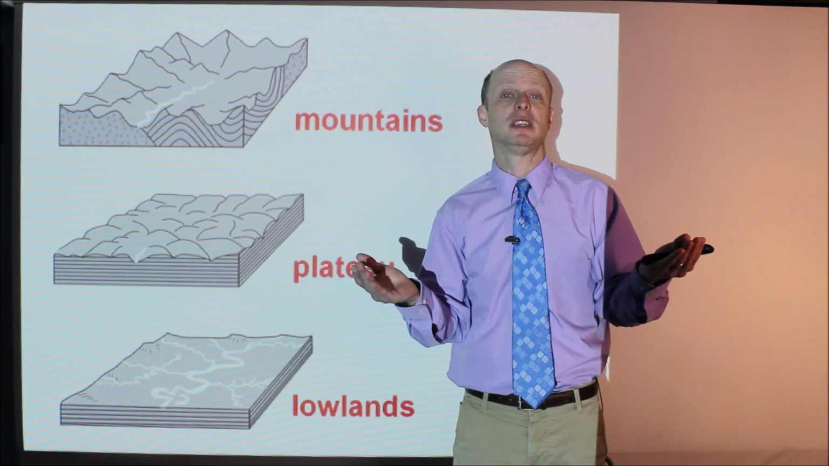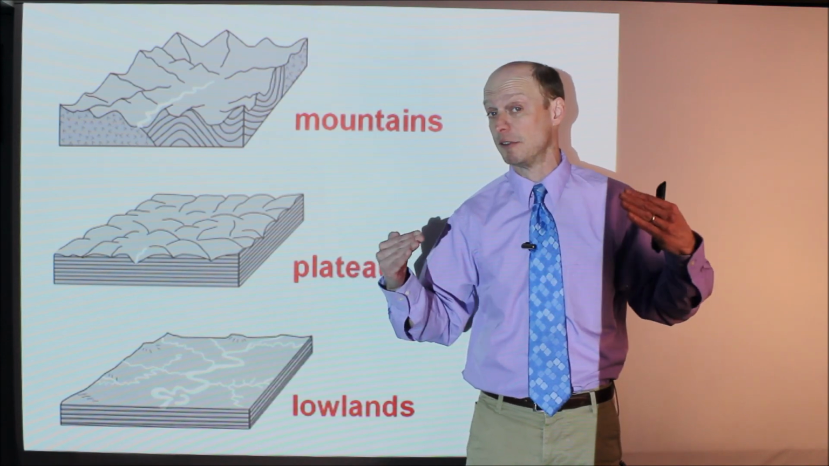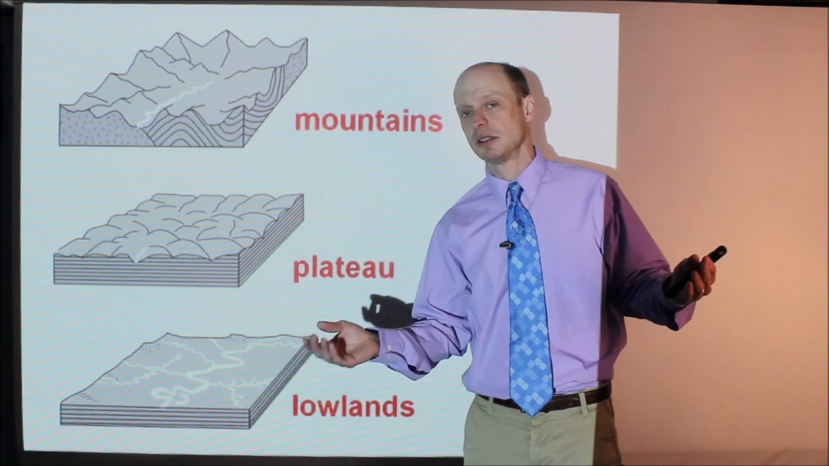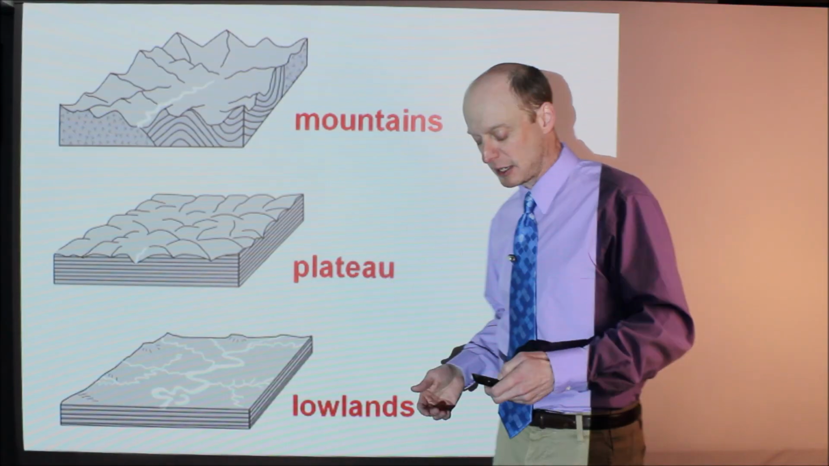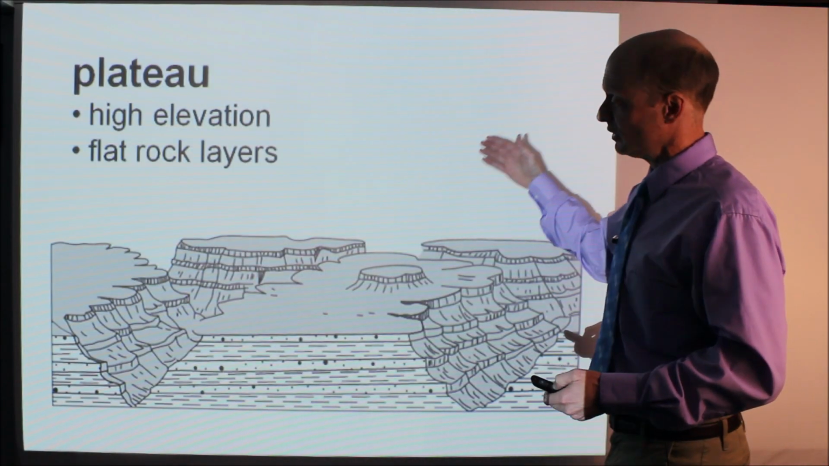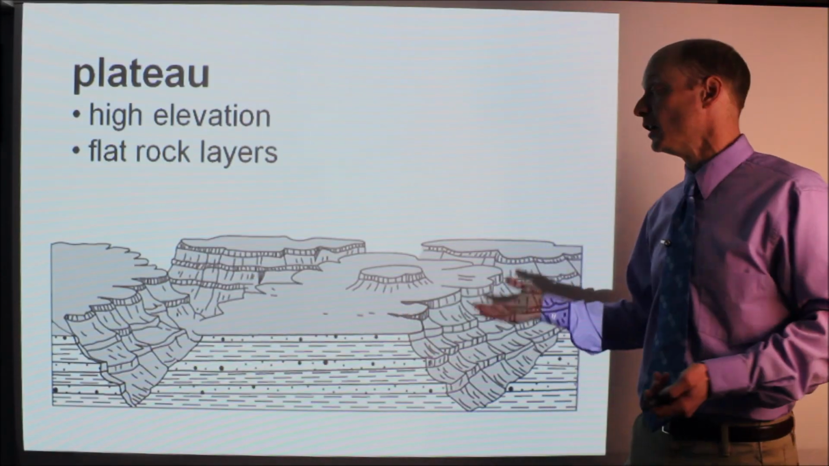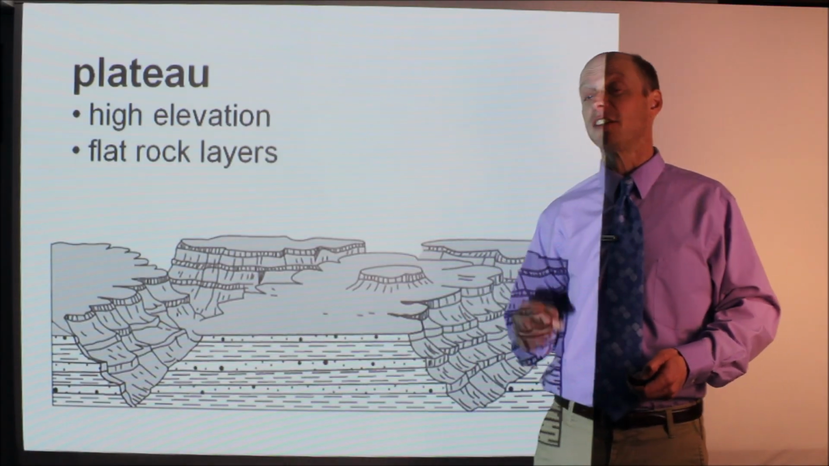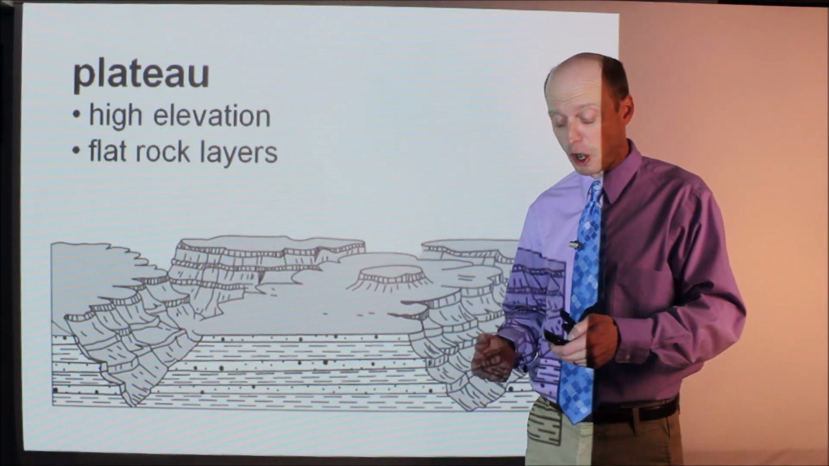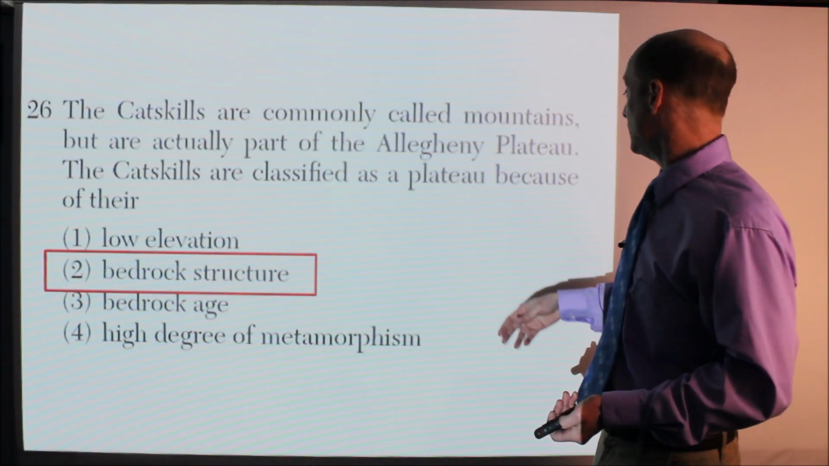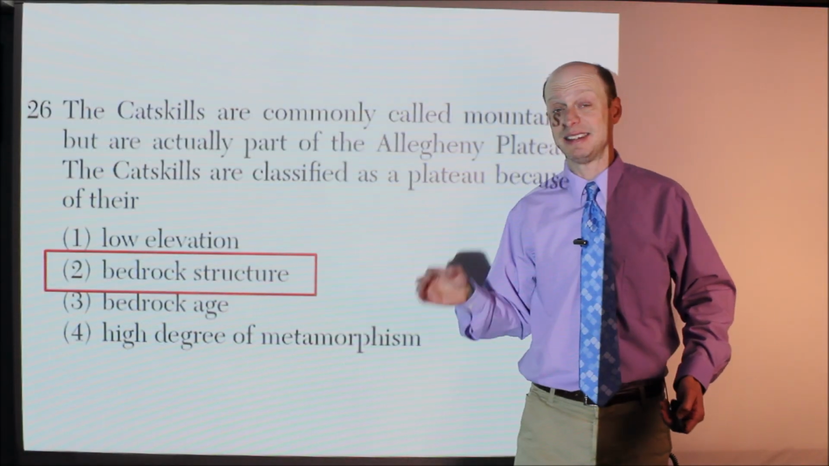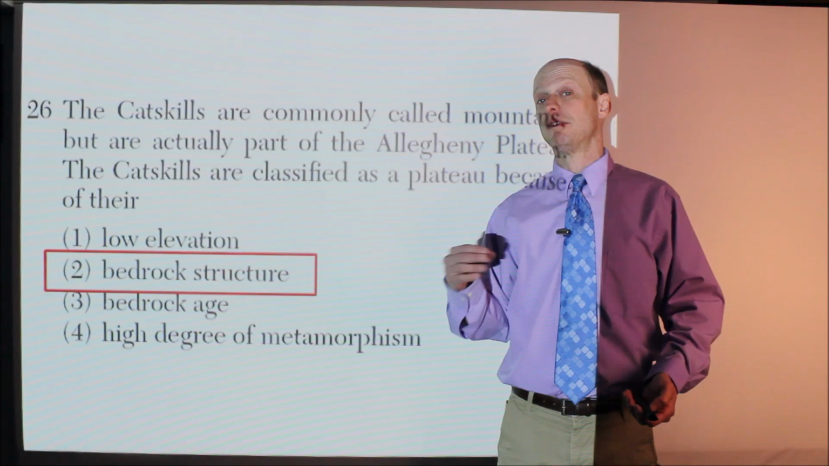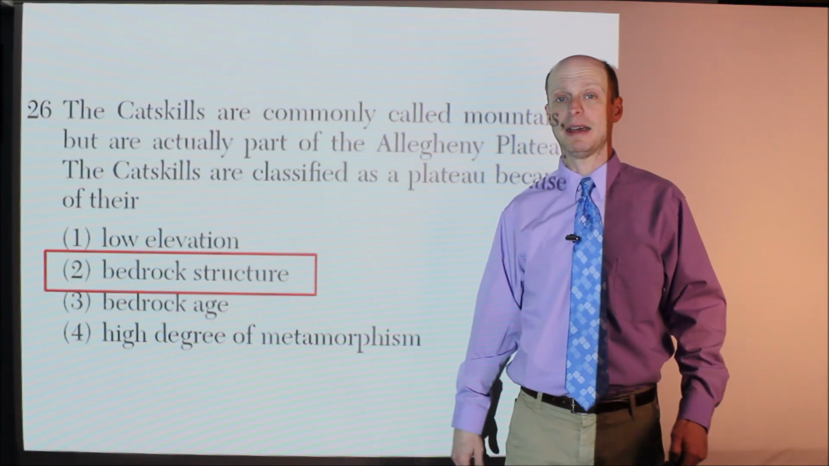Maybe you've seen pictures of the Grand Canyon, for instance, which is a good example of a plateau, in that the rock layers are really flat, though it is pretty high elevation. And lowlands are usually pretty low. It doesn't really apply here. This is a good example showing something like the Grand Canyon. A plateau has high elevation, flat rock layers. You see the rock layers here. And that's what they're saying in the question the Catskills are. Therefore, the answer you're going to get is that it's called a plateau because of bedrock structure. In this case, it's because it's flat bedrock structure. If they were distorted and folded and bent and faulted, they would be considered mountains.